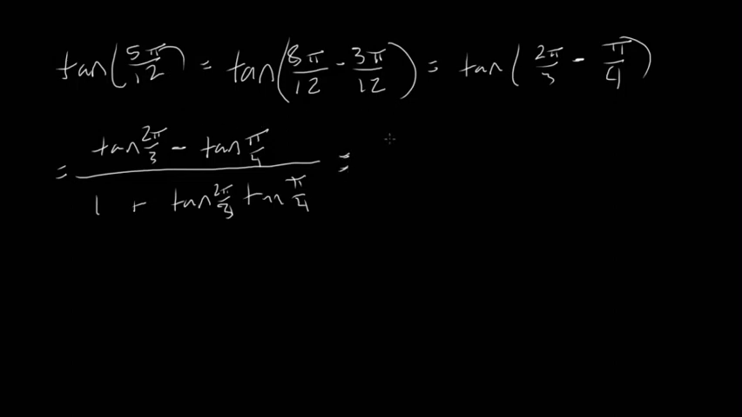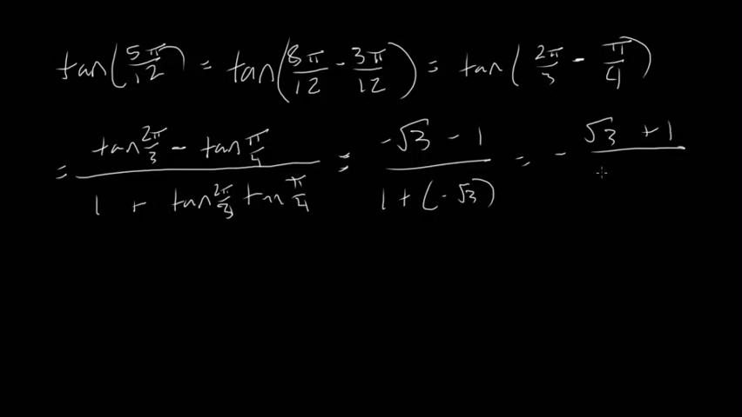Okay, so tangent 2 pi over 3, as I said, that's negative root 3. That's just speed trick stuff. Negative pi over 4, that's 1. 1 plus, this is nice because tangent pi over 4 is 1, so we got a negative root 3. Let's go ahead and simplify this thing. We got a negative root 3 plus 1, and what do we got here? 1 minus root 3. And then I'm going to rationalize the denominator. So go ahead and multiply the top and the bottom by the conjugate of the denominator.